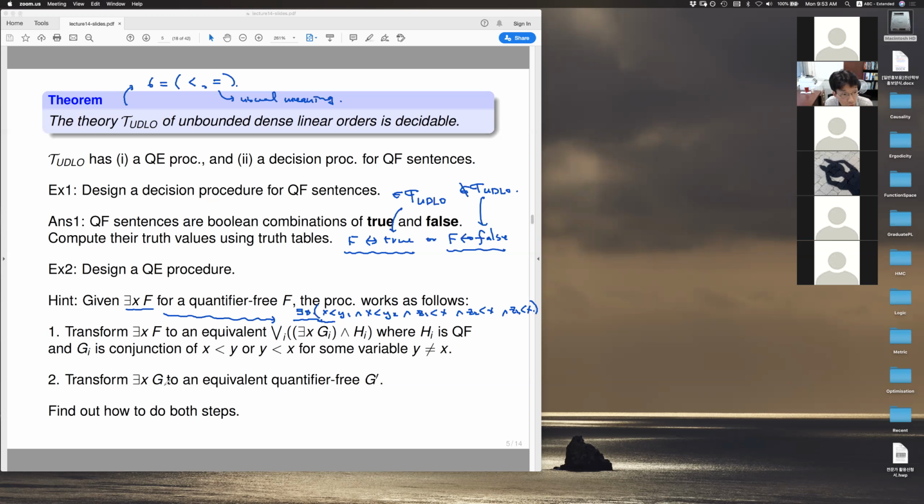So think about how to come up with a quantifier elimination procedure for this theory DLO by following these 2 steps. I will give you 5 minutes to think about this.